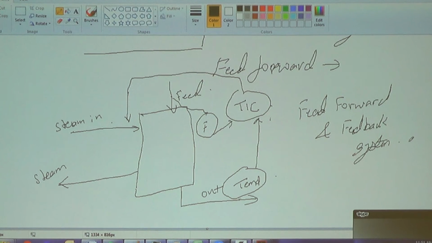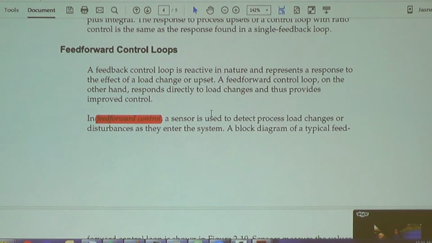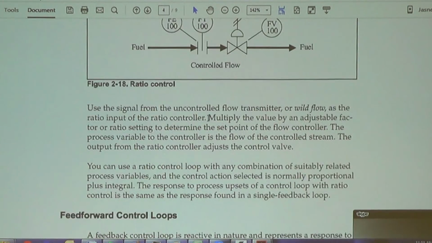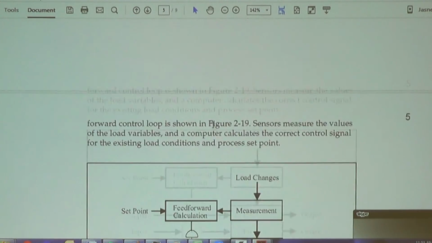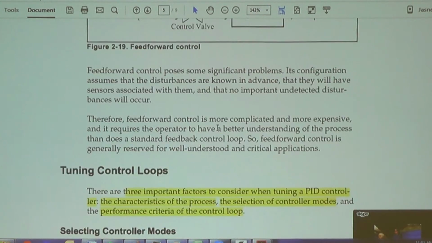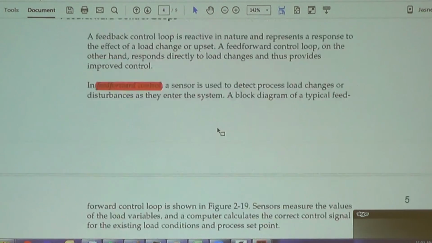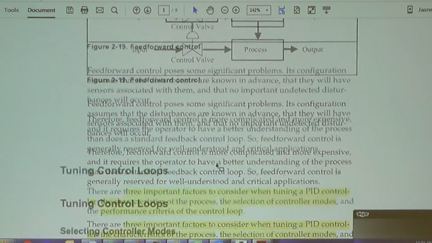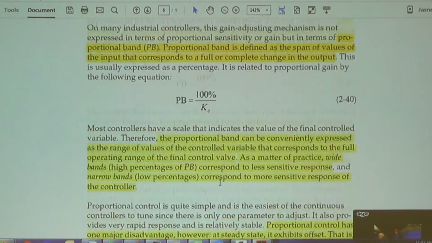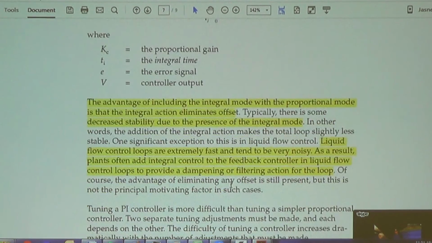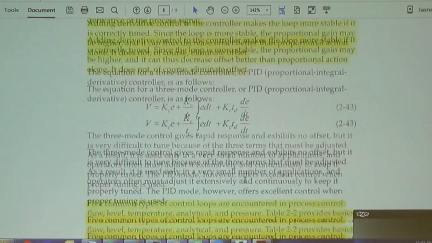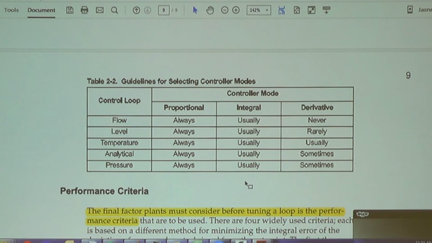Now you can read the notes that I have provided. It will confuse you a little at first. Just go through it. The books don't explain these things at all. You can read through forward control loop. You can go through the tuning control loops. Tuning is never ever asked. So if you want to go through it, you can go through it. There are 3 or 4 pages on that.